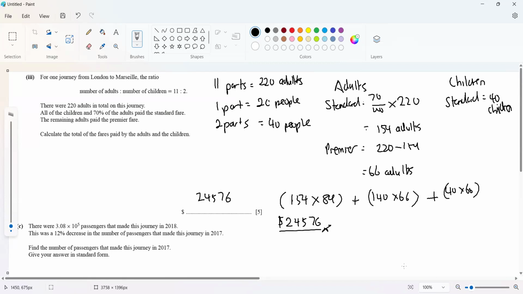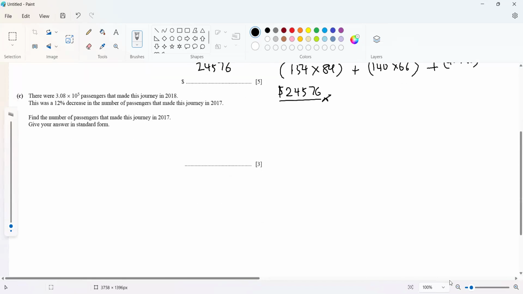Right. So in question C, there were 3.08 times 10 to the power of 5 passengers that made this journey in 2018. This was a 12% decrease in the number of passengers that made this journey in 2017. Find the number of passengers that made this journey in 2017. So from here, 3.08, this is a drop.